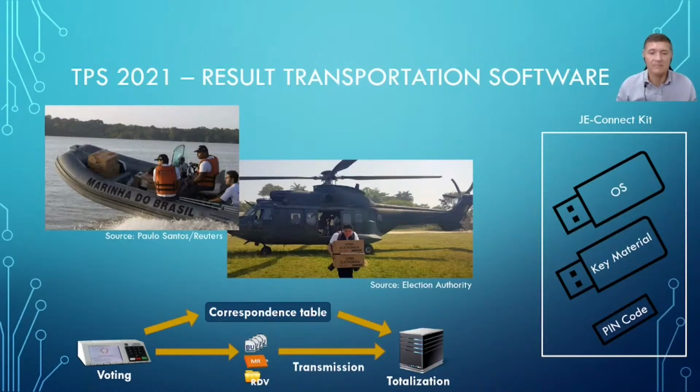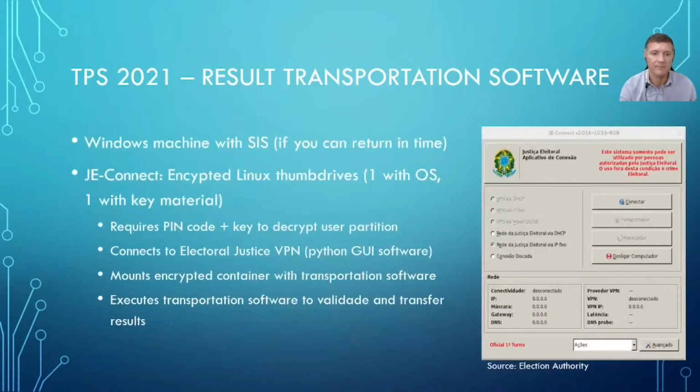We must remember that the results are signed by the voting machine, and the totalization system knows by the correspondence table the results that must be received for each voting machine. So, what is JTAG Connect? JTAG Connect is like a live USB.